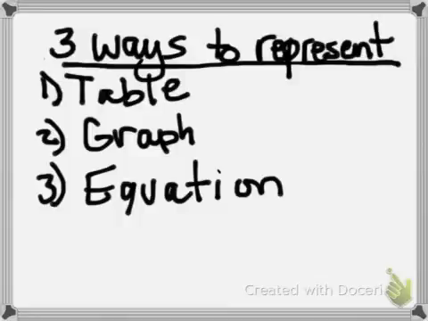Second, graph. Your graph must form a straight line for it to be proportional. If your graph does not form a straight line, then it is going to be called non-proportional. And then the last way we look at relationships is through equations. If your equations are in the form y equals kx, where y is your y coordinate, k is your constant, and x is your x coordinate, then it's going to be proportional. If it's not in that form, then it is not proportional.